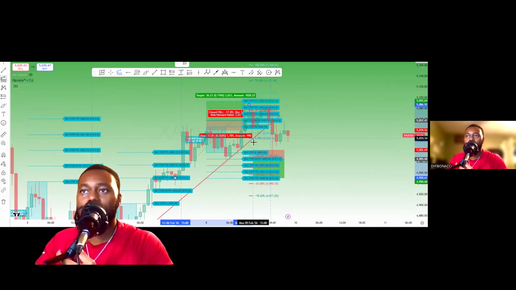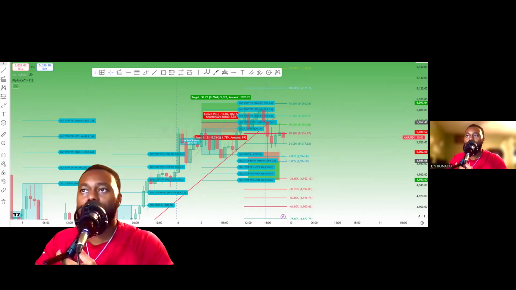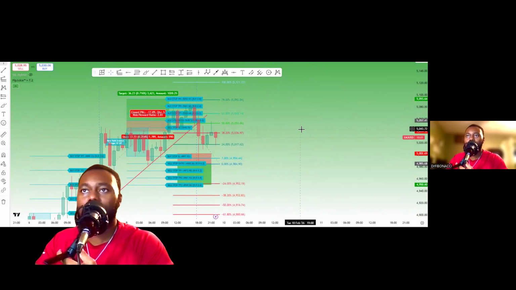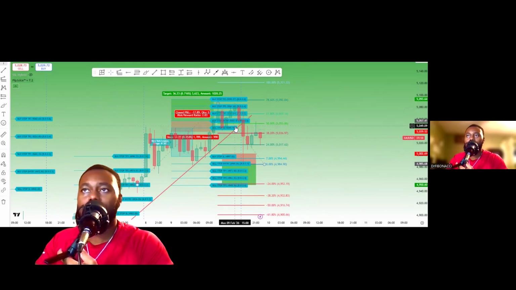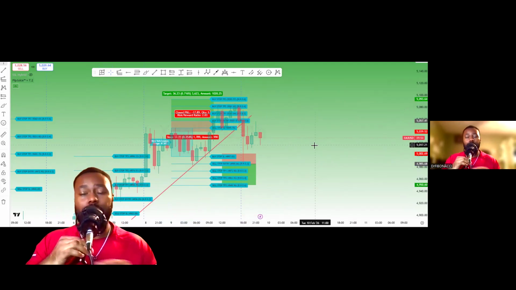If you've never traded before, I think this is solid because it helps you to not overtrade or undertrade or get into the market too soon. I think it's a great tool to use. It's a great tool to have in your utility belt.